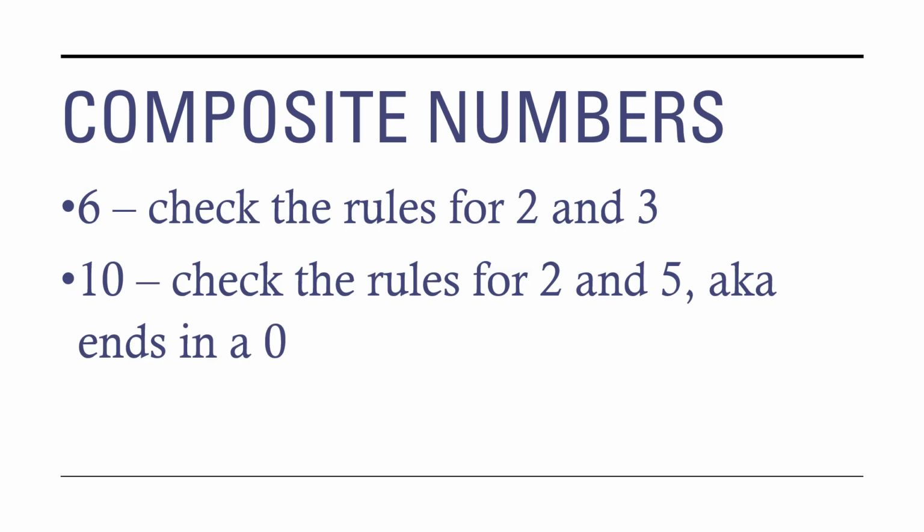You check the rules for 2 and 5, but the only time that that's true is if it ends with a 0. So we're just going to say that the rule for 10 is that it ends with a 0, because that's already combining the rule for 2 and the rule for 5. That's the intersection of the stuff that's divisible by 2 and divisible by 5.